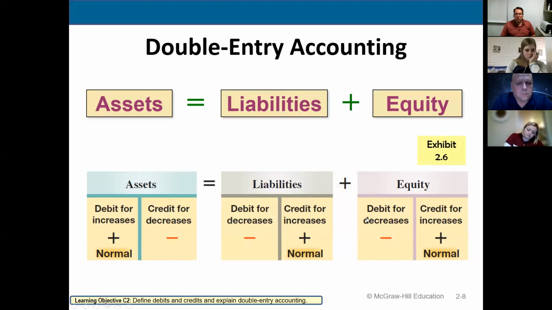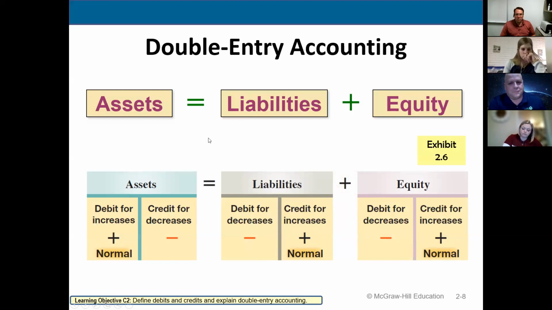So just remember those rules. Assets increase with a debit, decrease with a credit. Liabilities and equity increase with a debit. I'm sorry, increase with a credit and decrease with a debit. So confusing, right? And then the normal balance is the side that increases the account.